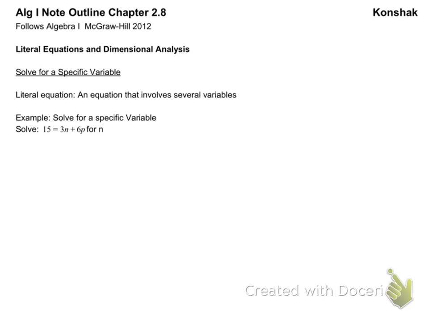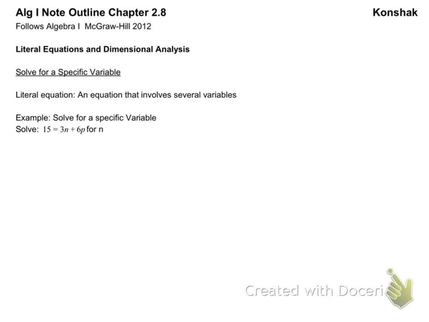This is Algebra 1, Chapter 2.8, Literal Equations and Dimensional Analysis. So we're going to cover solving for a particular variable and then canceling out units. First thing we're going to do is solve for a specific variable.